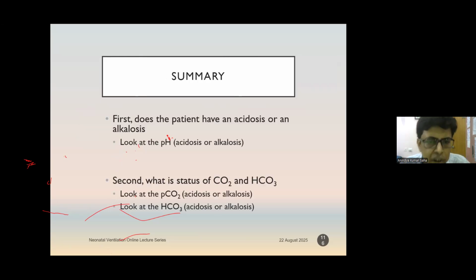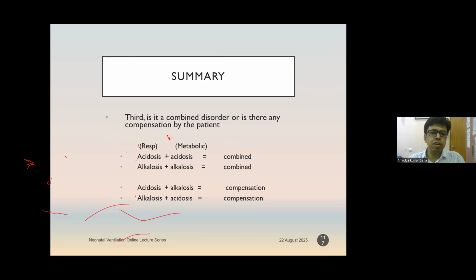So just to summarize all these things, we want to know how to interpret an ABG strip. First, we have to look at the pH, whether it is acidosis or alkalosis. Then we have to see the status of carbon dioxide and bicarbonate, whether it is respiratory acidosis or metabolic acidosis or respiratory or metabolic alkalosis. Then we have to see if the PCO2 and bicarbonate changes are going in the same direction. There is compensation with simple disorder. But if the change is in the opposite direction, they are showing a combined disorder, mixed acidosis and alkalosis.